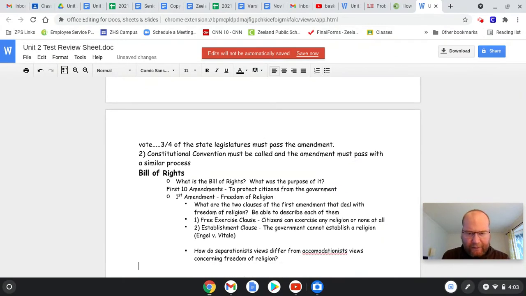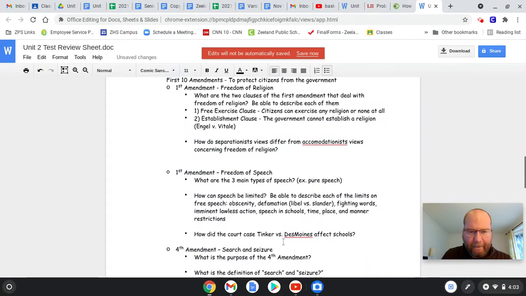Let's see here. How does separationists? You know what, guys? We're not going to cover that. We took that piece off of the test, so I'm just going to put a dash mark through there. Forget it. We don't need that one.